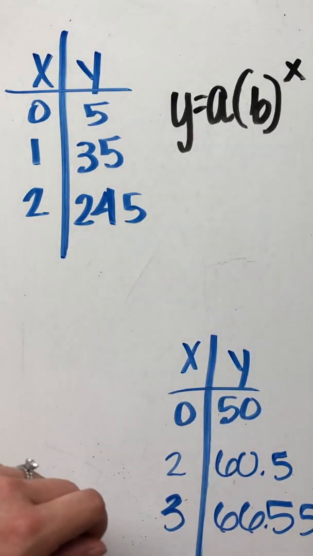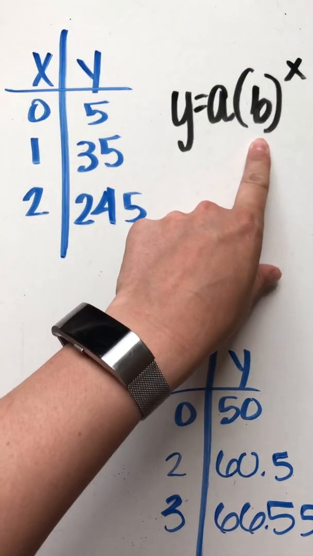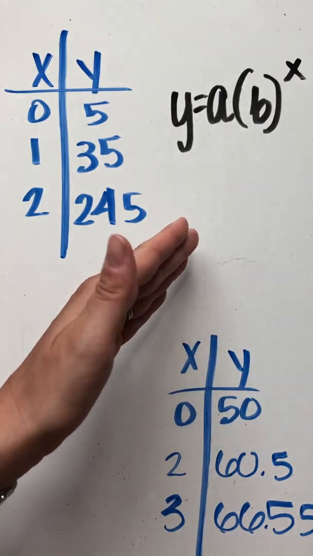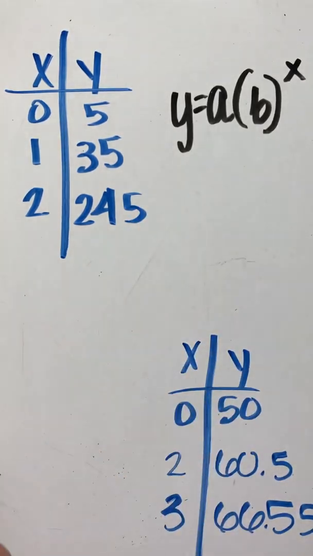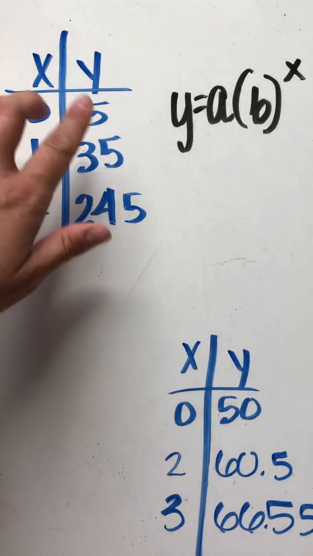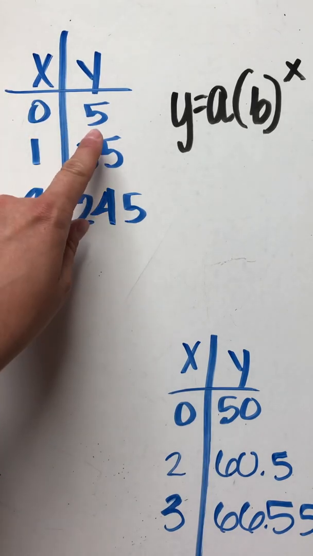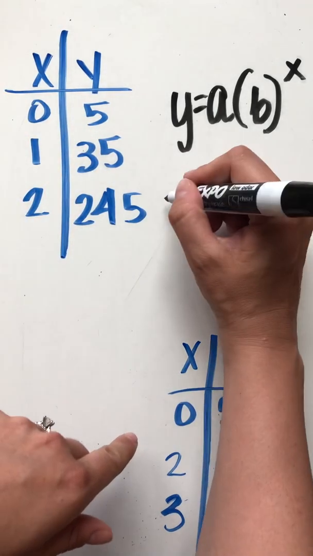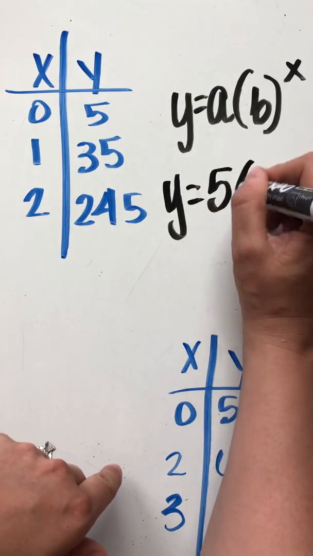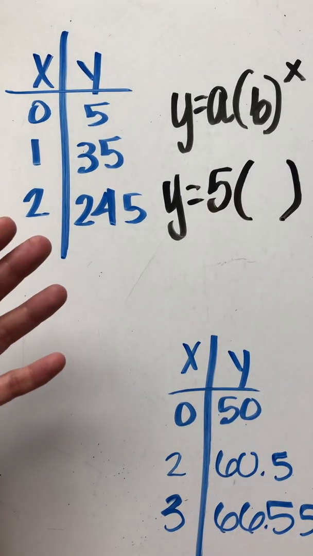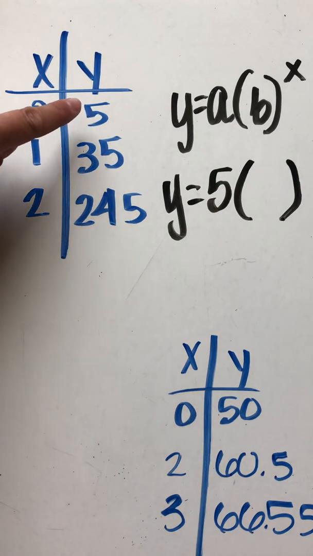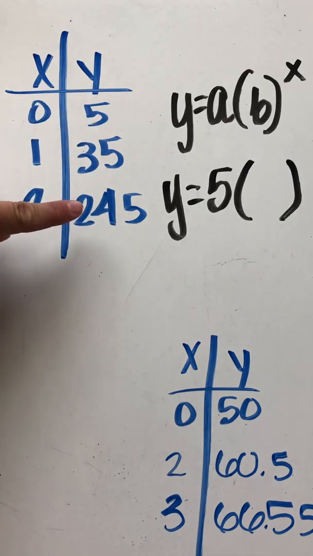A is the y-intercept or the starting point. B is the multiplier, so what number you multiply by to go from one y value to the next. So looking at this table, I actually see my a value right away. It's 5. So y equals 5, and then I have to figure out what number I'm multiplying by to go from 5 to 35 to 245.